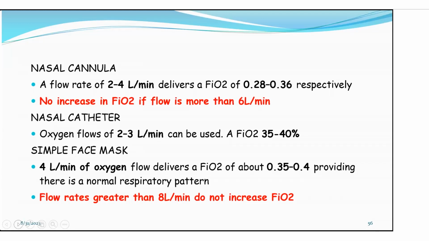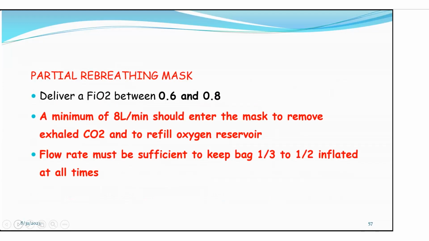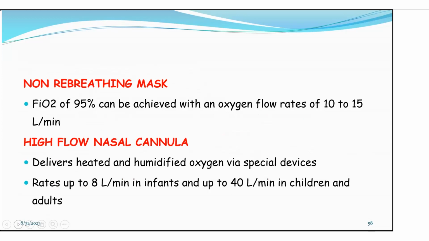The nasal catheter is supposed to give between 35 to 40%. Even if you increase more than that, it will not give more than what is expected from it, because that is the most that it can give. The face mask, when you give 5 to 6 liters, and even at 8 liters, will not increase the fractional inspired oxygen to that patient. Neither the partial breathing mask nor the non-breathing mask. And high flow nasal cannula delivers heated and humidified oxygen via special devices, and it can deliver between 8 liters in infants and 40 liters or more in adults, depending on the need.